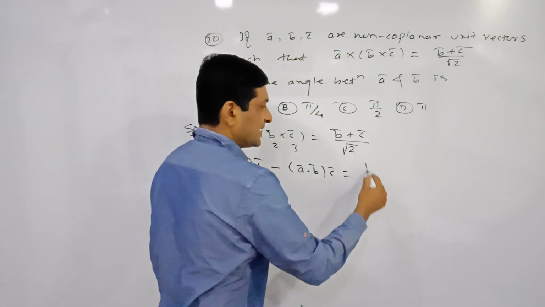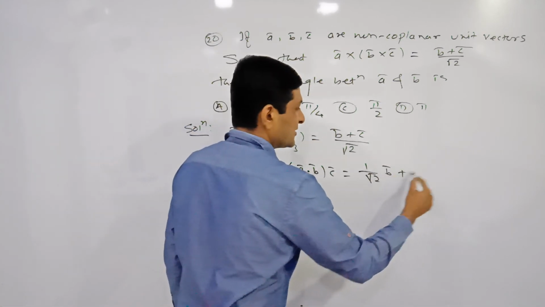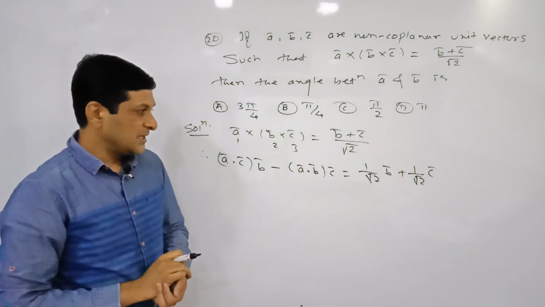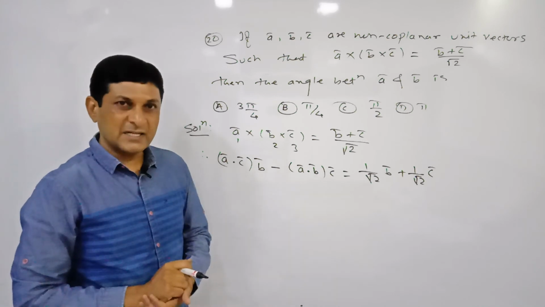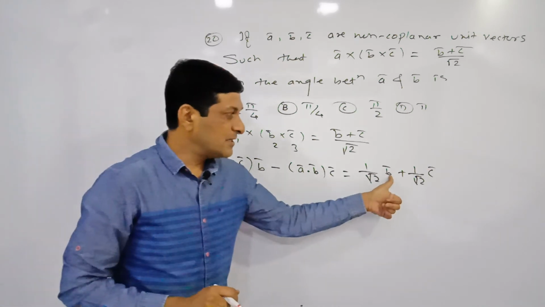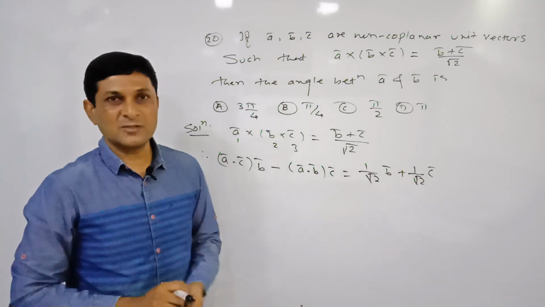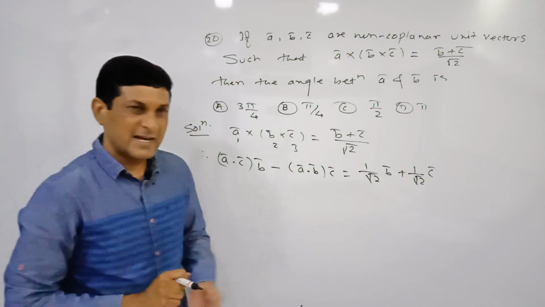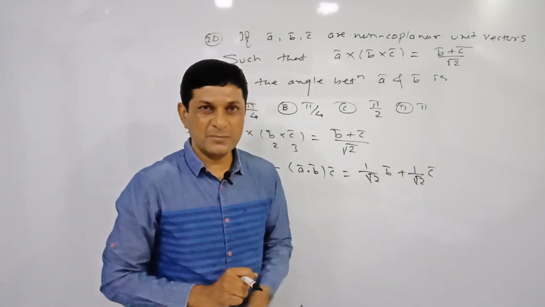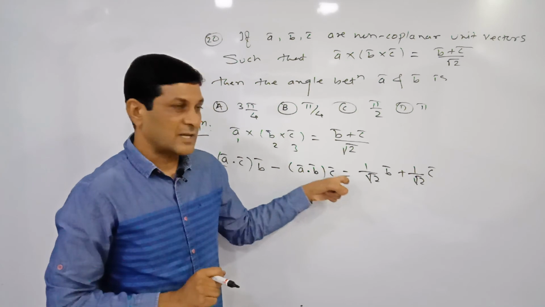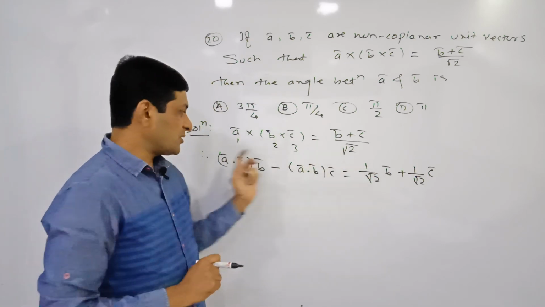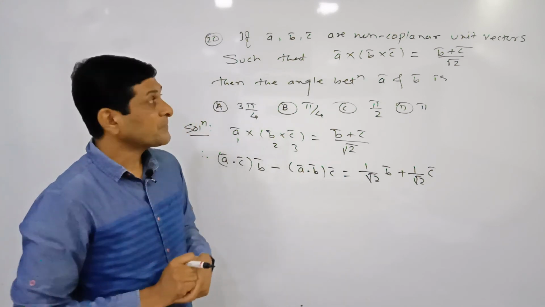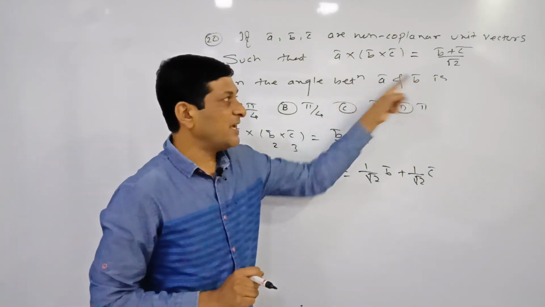On this side it can be written as 1 by root 2 b bar plus 1 by root 2 c bar, just separately dividing by root 2 both the terms. Now if you observe, both sides contain the terms of b bar and c bar. This side is a linear combination of b bar and c bar, and this side is also a linear combination of b bar and c bar, and both the linear combinations are equal. It means the coefficients of b bar are equal and the coefficients of c bar on both sides are equal.